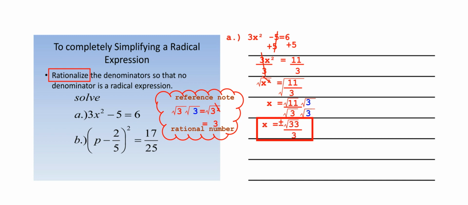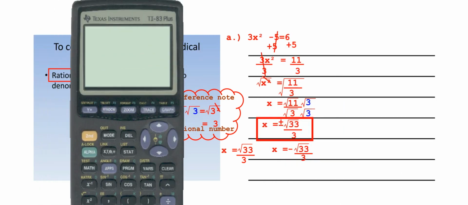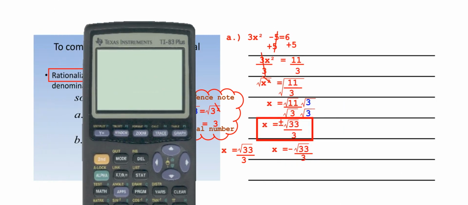Otherwise, if you want to try this as an approximate decimal, I'm pretty sure you can plug it into your calculator, right? Keep in mind, you're separating this into 2. If you want to try them separately, x equals square root of 33 divided by 3, and x equals negative square root of 33 divided by 3, which should give you essentially the same number, but one positive and one negative. Agreed? Real quick heads up for your calculator.